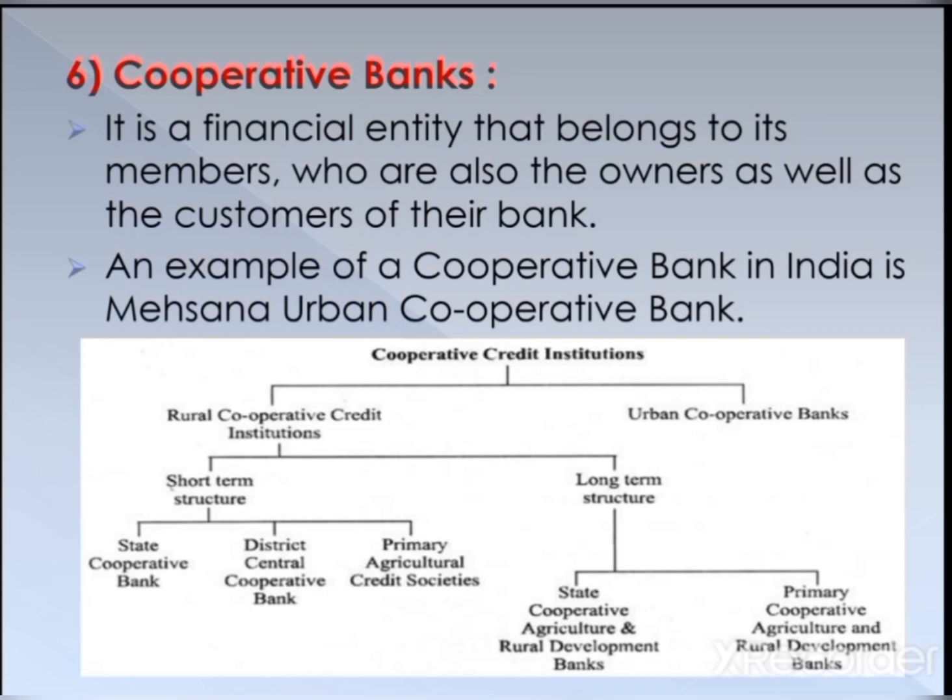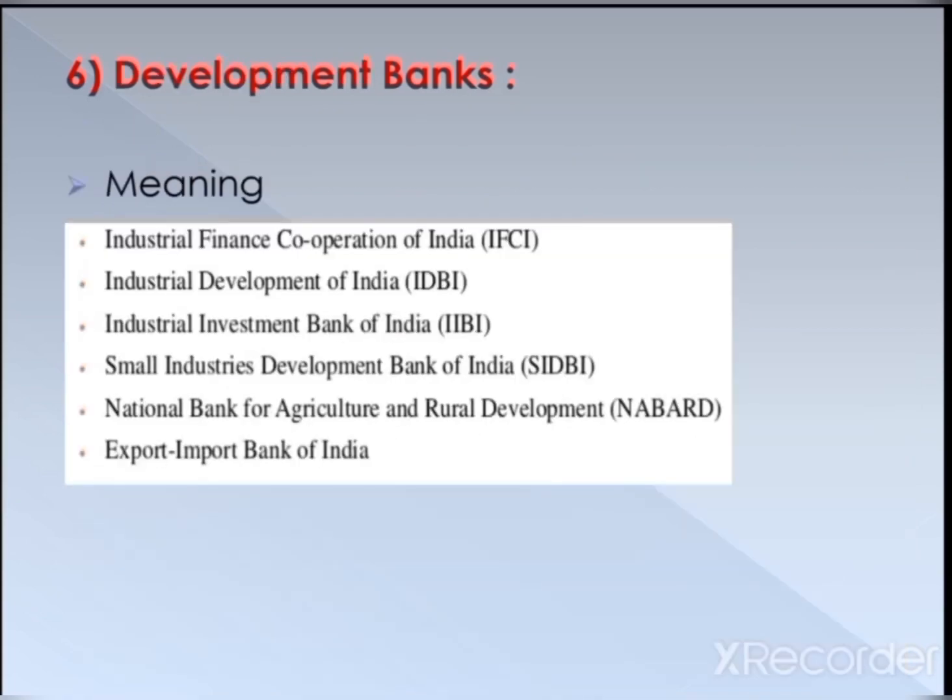Long-term agricultural credit is provided by the land development banks. Under long-term also, there are state cooperative agricultural and rural development banks as well as primary cooperative agricultural and rural development banks. The next classification is development banks.